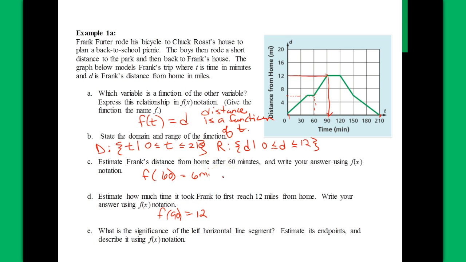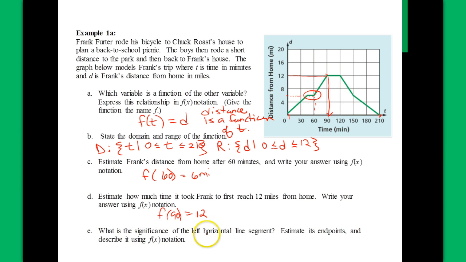Okay. The last question on here was, what is the significance of this little horizontal line right there? What happened during that time? He stopped. Where did he stop at? If you need to go back and read the story and do that. So he rode his bicycle to Chuck Roast's house to plan a back-to-school picnic. The boys then rode a short distance to the park. So where did he stop? At Chuck's house. He must have stayed there for a little bit of time. It looks like for about maybe 15 minutes.